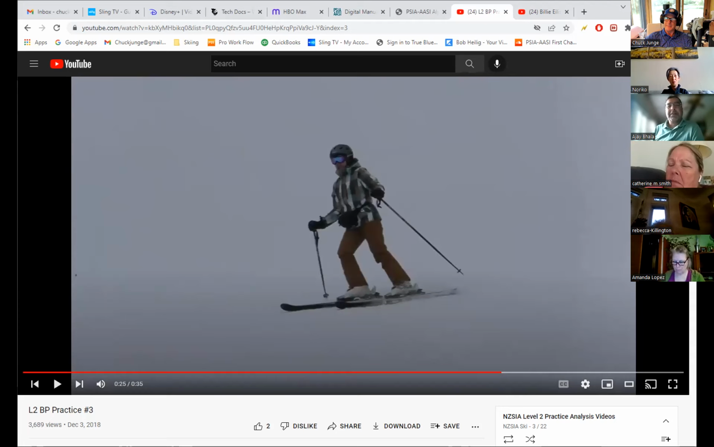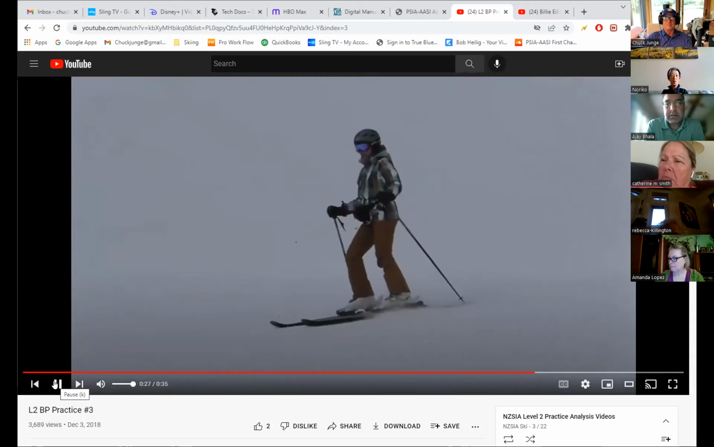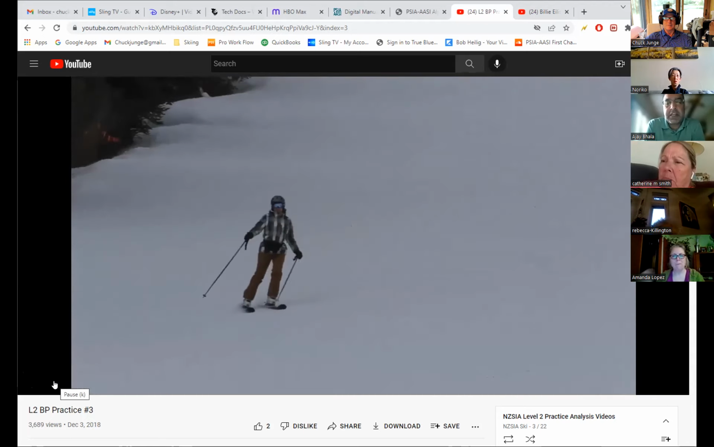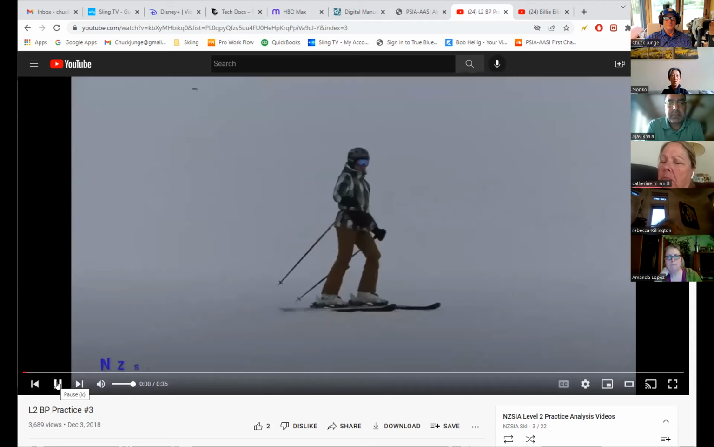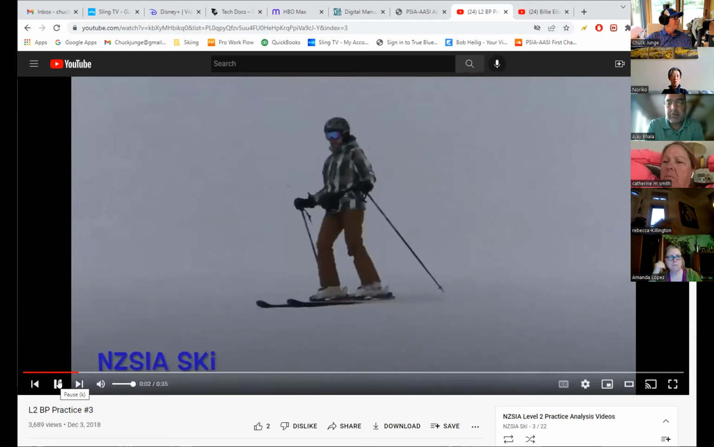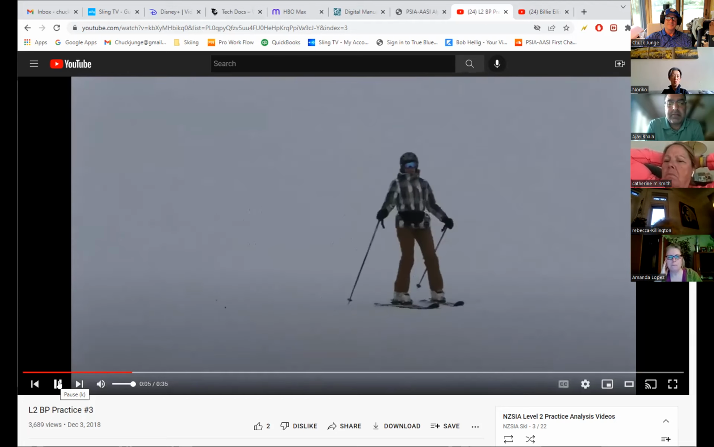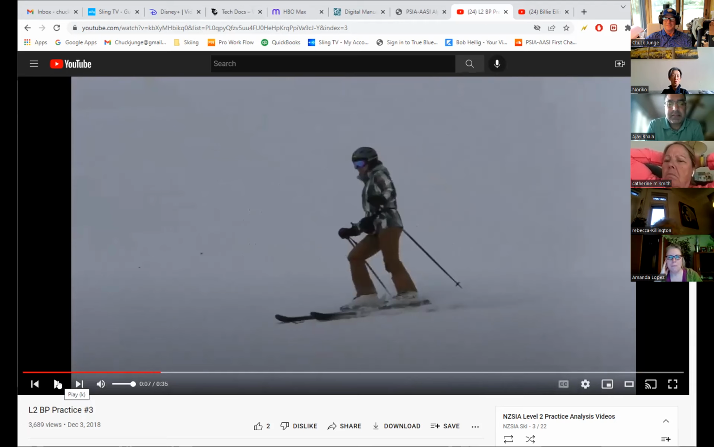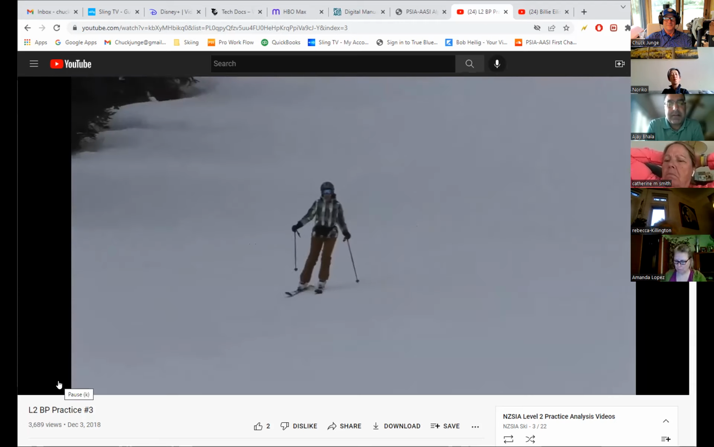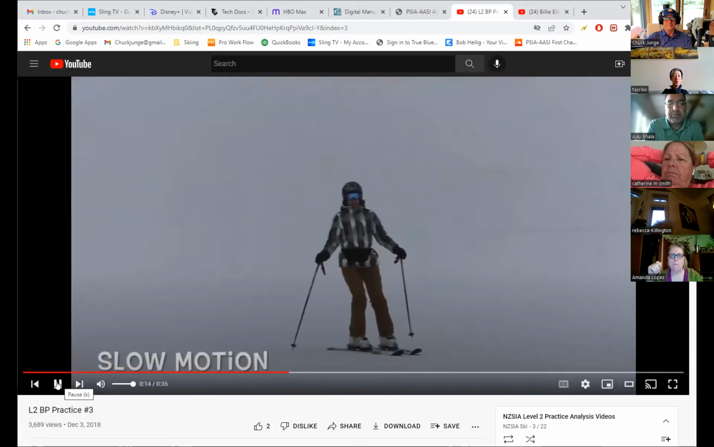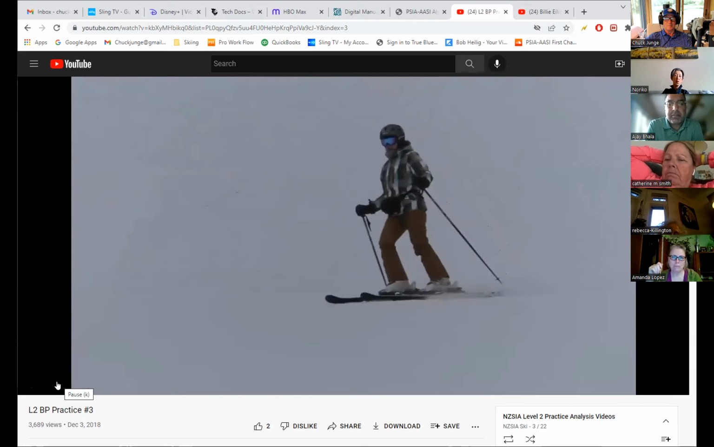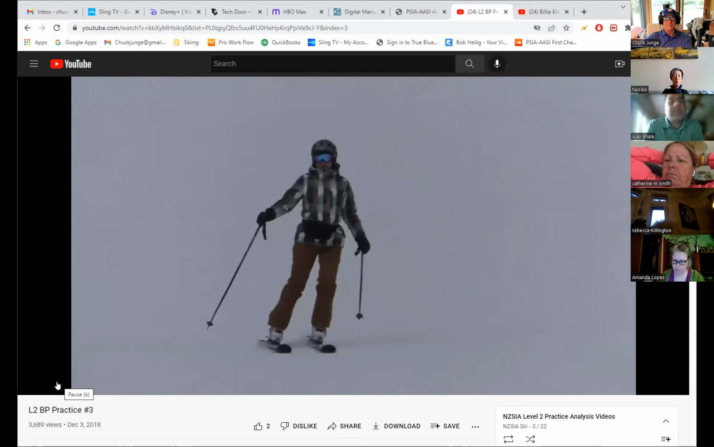No, here, she's got some degree of ankle flexion. Yes, she does. On the inside ski. Right there. Yeah, it's more on the inside than the outside, so I guess that's why she needs to rotate her shoulders, because she's got more of her weight on the inside ski than the outside ski.